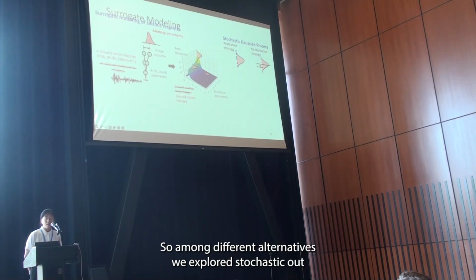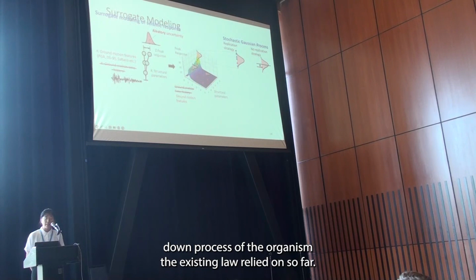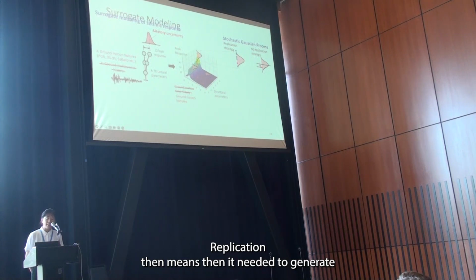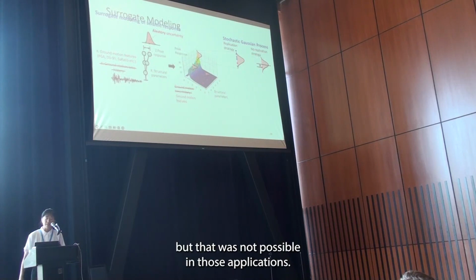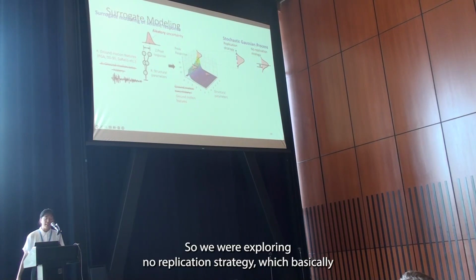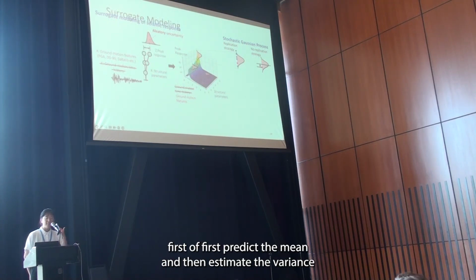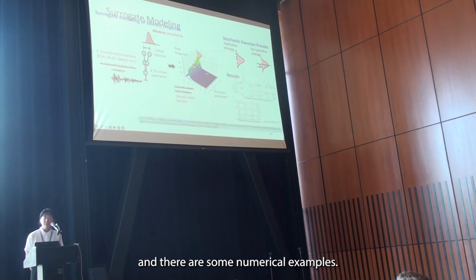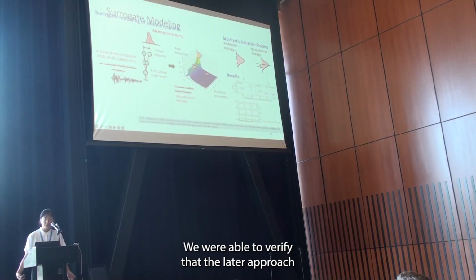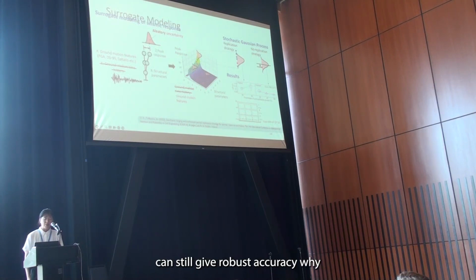So among different alternatives, we explored stochastic Gaussian process application. The existing one relied on so-called replication. That means they needed to generate lots of samples that shares exact the same input values. But that was not possible in earthquake applications. So we were exploring no replication strategy, which basically first predict the mean, and then estimate the variance by measuring how much each sample is deviated from the predicted mean. And through some numerical examples, we were able to verify that the later approach can still give a robust accuracy while we can avoid the replication.